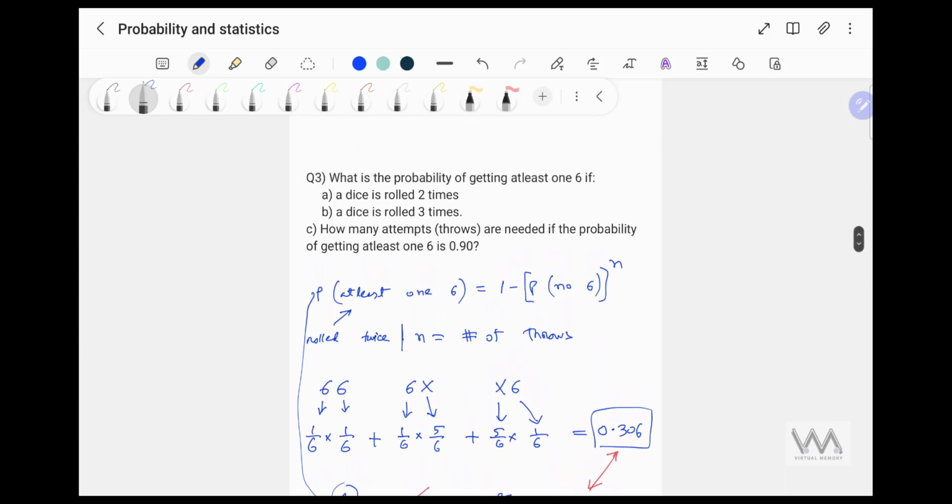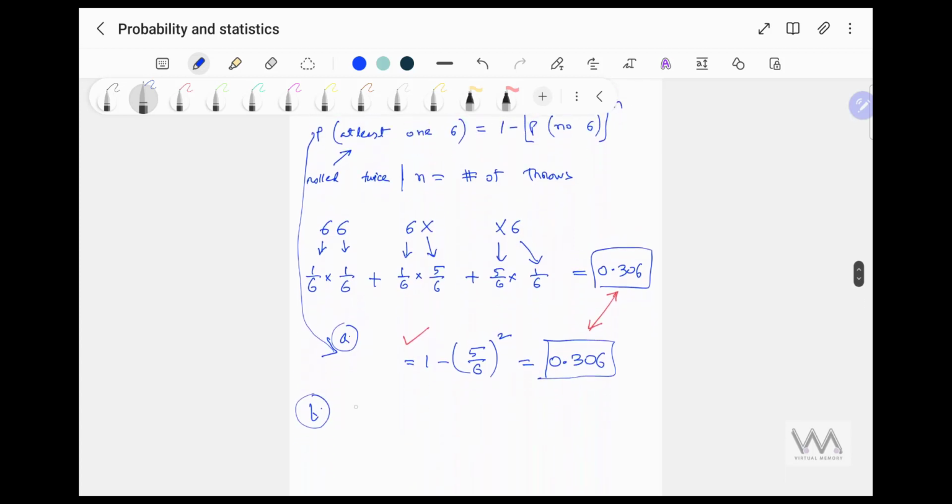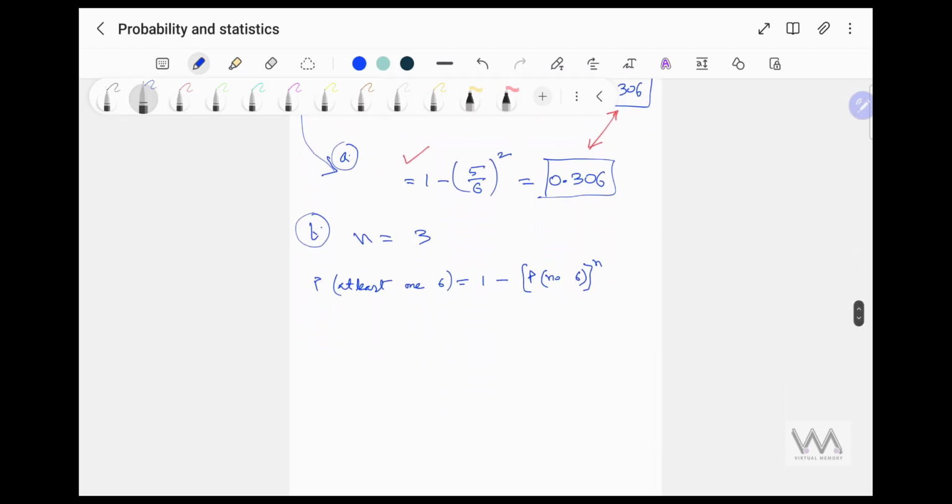Question B says, what is the probability of getting at least one 6 if a dice is rolled 3 times? So now here n is 3, and we can do the same thing. P of at least one 6 equals 1 minus the probability of no 6 to the power n. In this case, n is 3. 1 minus 5/6 to the power 3, and this gives us 0.421.